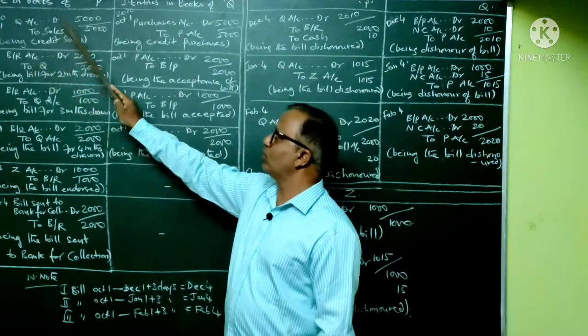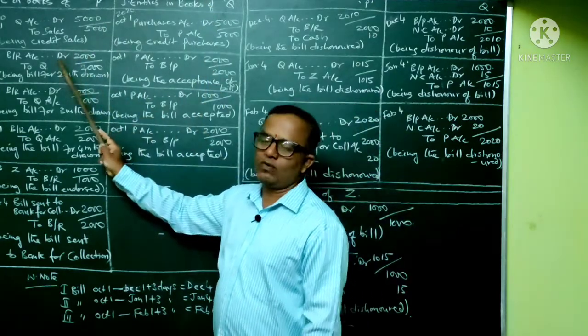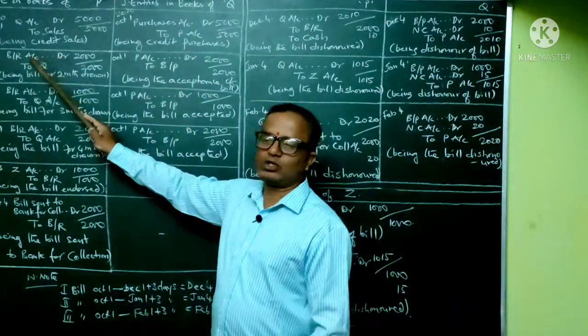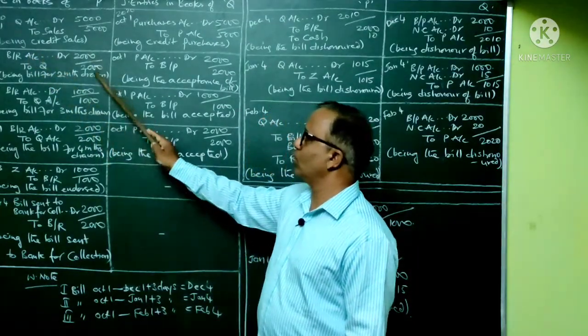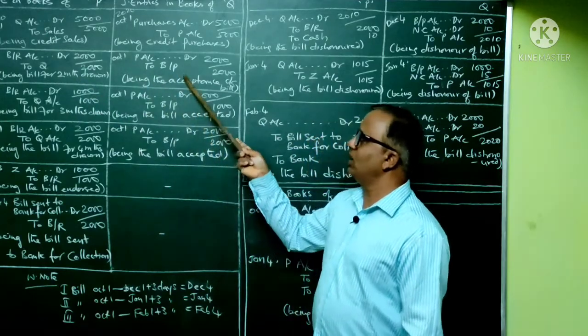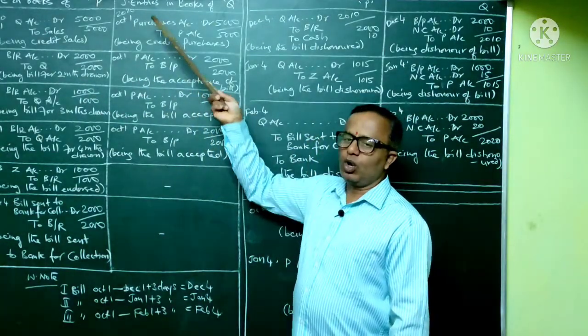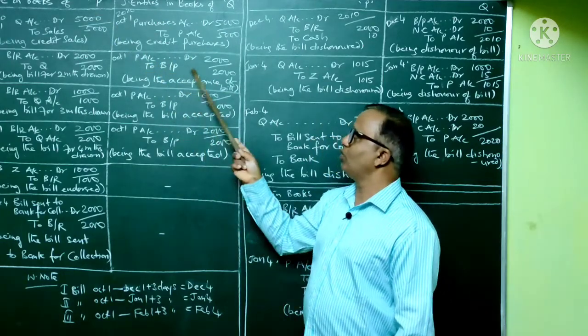So the entry in the books of the drawer, because he is the drawer of the bill, whereas Q is the drawee of the bill. In the books of the drawer, when the bill is drawn, the entry is bills receivable account debit to drawee. So bills receivable account debit to Q, 2,000, the bill is drawn for 2 months. Whereas he has accepted it. When he has accepted, he writes the entry drawer account debit to bills payable. His drawer is nothing but P. So P account debit to bills payable.